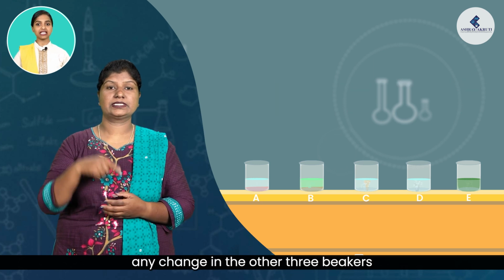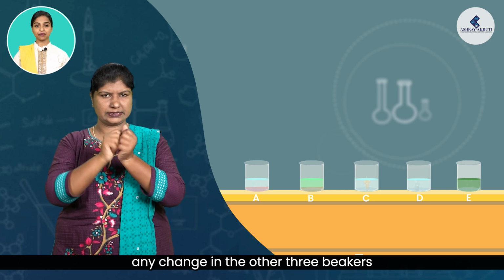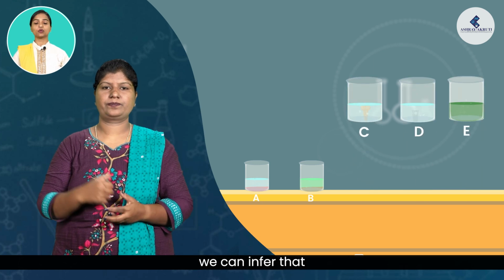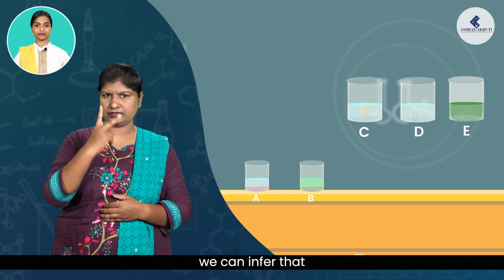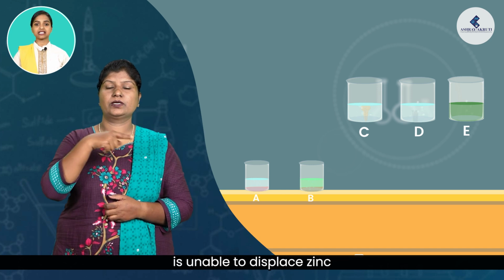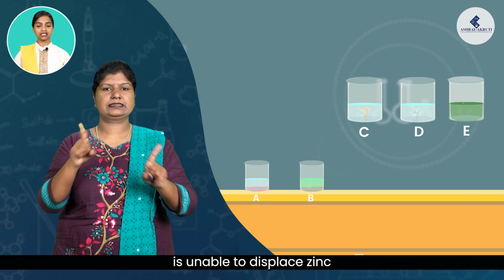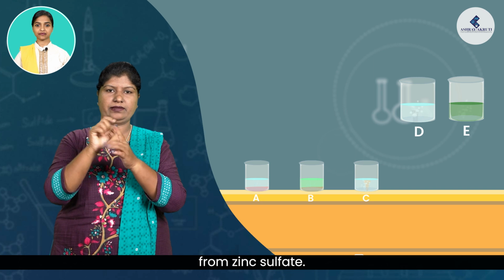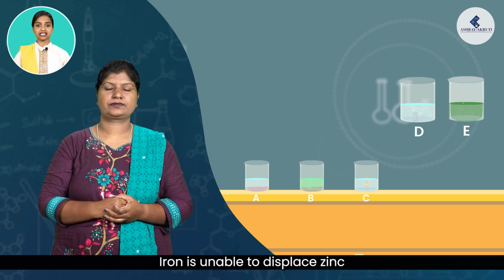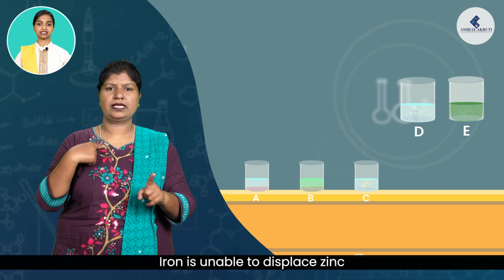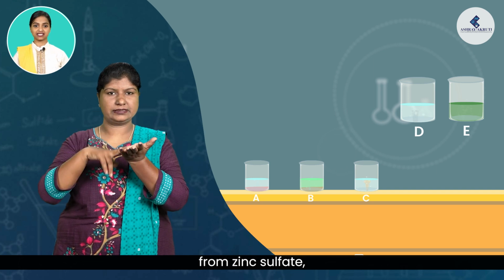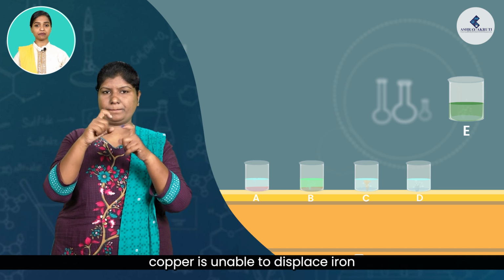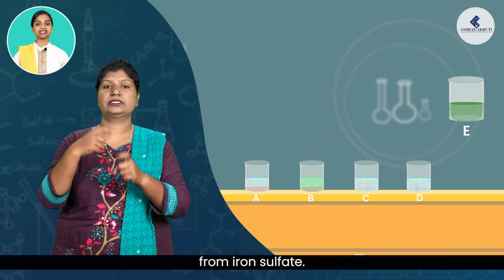Since we do not see any change in the other three beakers, that is C, D and E, we can infer that copper is unable to displace zinc from zinc sulfate. Iron is unable to displace zinc from zinc sulfate. Copper is unable to displace iron from iron sulfate.